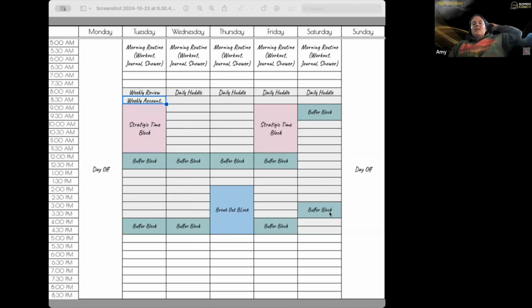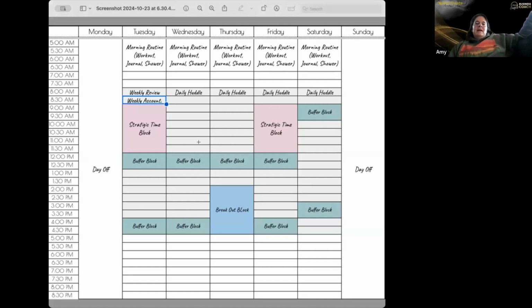The next thing I added on was buffer blocks. So most days I have 2 buffer blocks. Those buffer blocks are going to be used for getting the urgent but less important things done: emails, return phone calls, short meetings, and other administrative tasks that require my attention. So I usually have one earlier in the day and one later in the day.